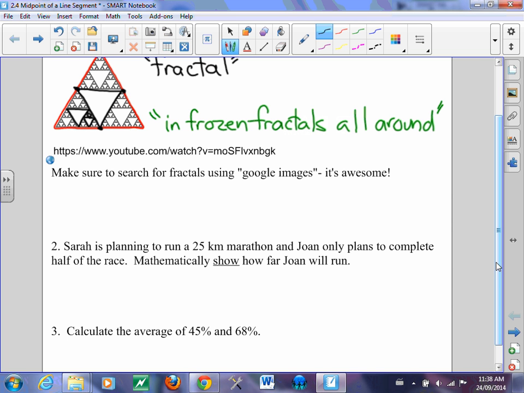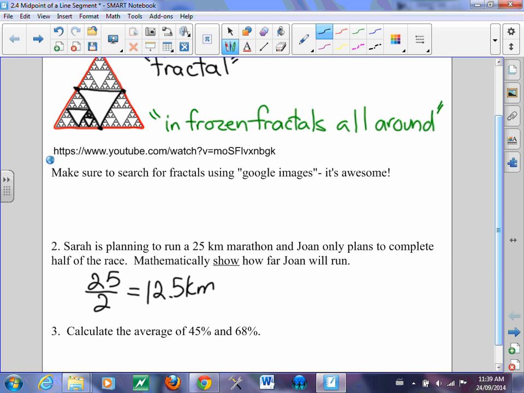Now we're going to get to doing some more of the work part. Okay, so it says Sarah is planning to run a 25-kilometer marathon, and Joan only plans to complete half of the race. Mathematically show how far Joan will run. So many of you would say, hey, Miss R, the total is 25 kilometers, and we're going to divide by 2 because she's going to run half of it, and you would say 12.5 kilometers.